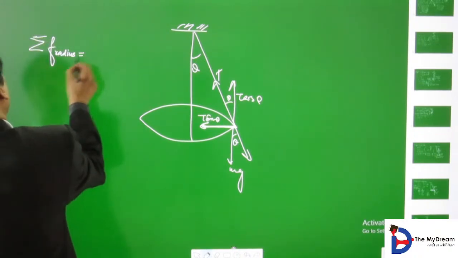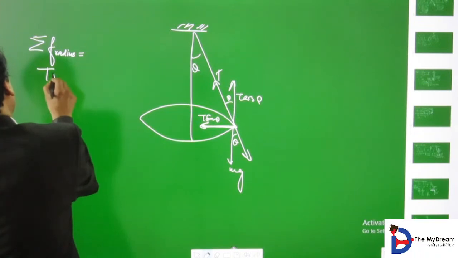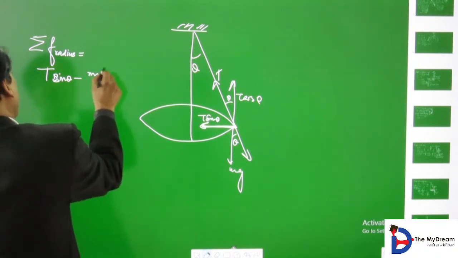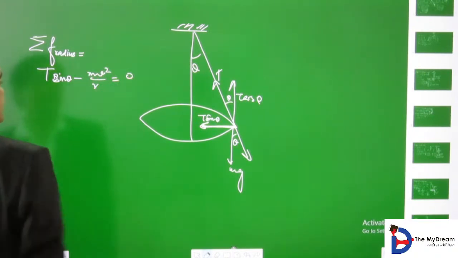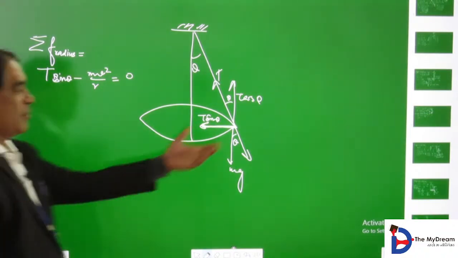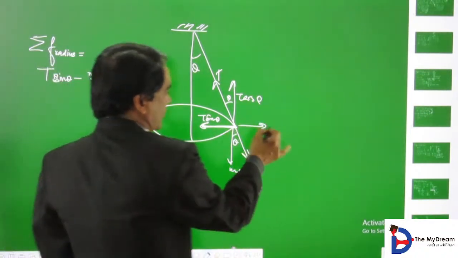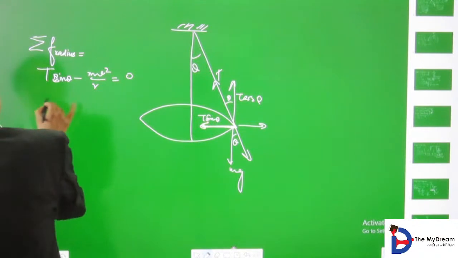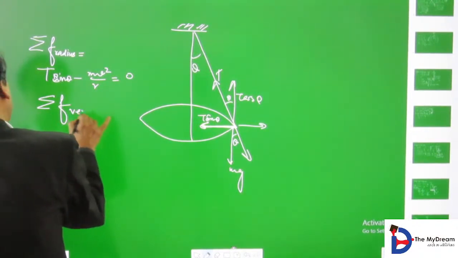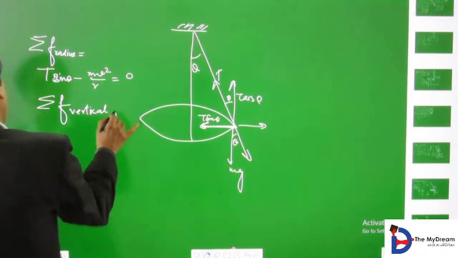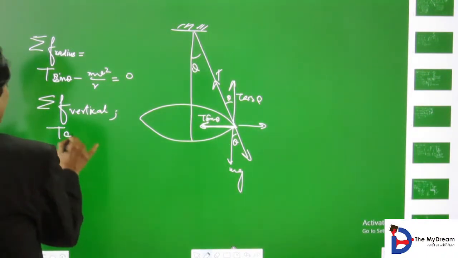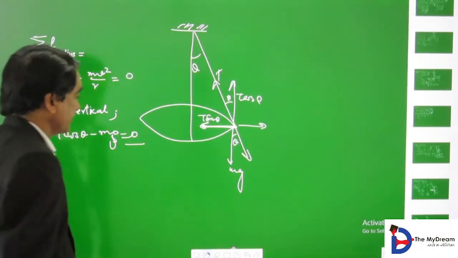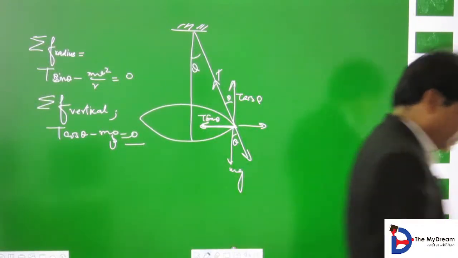T sin theta minus mv square by r is equal to, this is about the radius. ये तो है ही सेंट्रीफ्यूगल फोर्स which is equal to the magnitude of the centrifugal force. समेशन ऑफ F with respect to vertical, so that is T cos theta minus mg is equal to 0. This is the non-uniform frame of references.